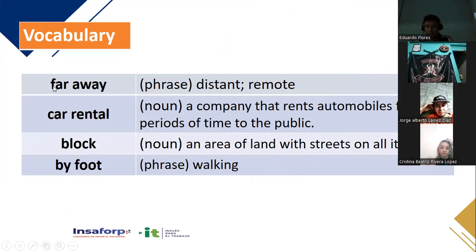Now, we have some vocabulary. Far away, you know, far away. Distant, remote, for example, Morazán. Cacaopera, for example, is far away. Distant, right? Remote. Car rental. A car rental is a company that rents automobiles for short periods of time to the public. Car rental.